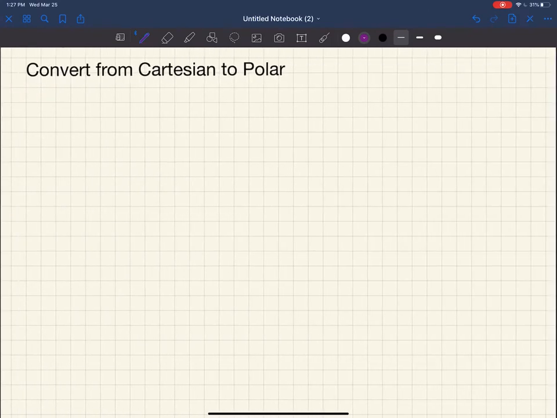If you want to convert from Cartesian to polar, your questions are going to look a little bit differently. So now they will be in the form x comma y, and you want to go to r comma theta. So the first example, let's do -2, 3.